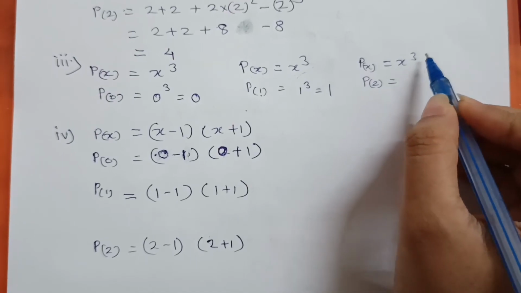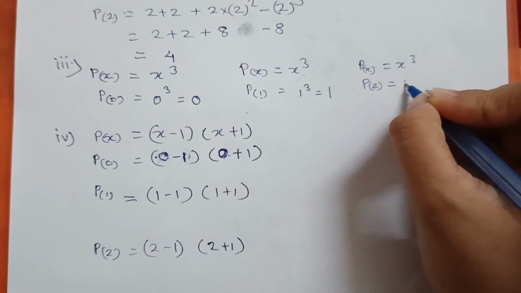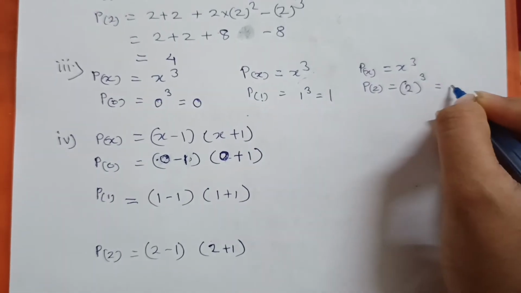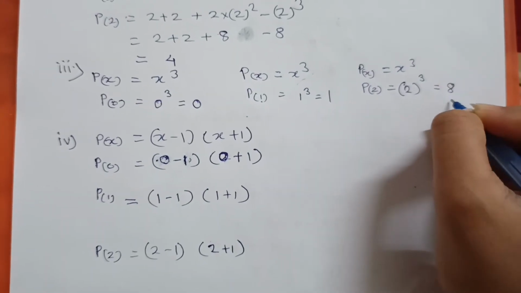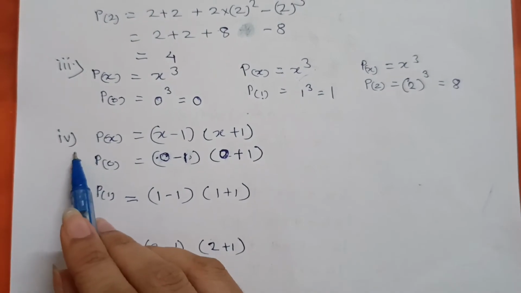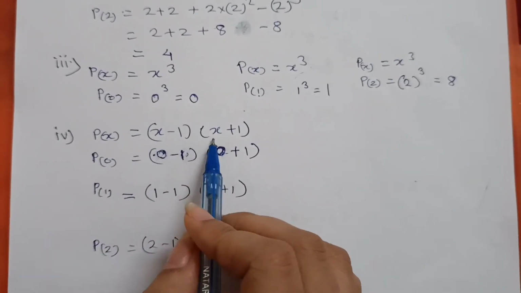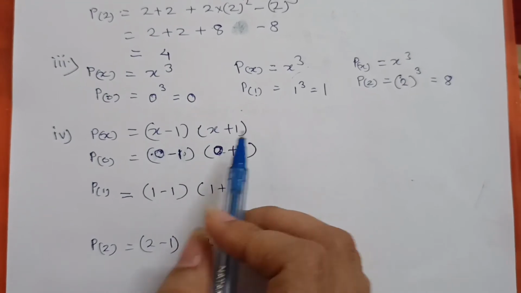P(x) is equal to x cube. So 2 raised to 3. Here it is, the answer is 8. 4. P(x) is equal to (x minus 1) into (x plus 1).